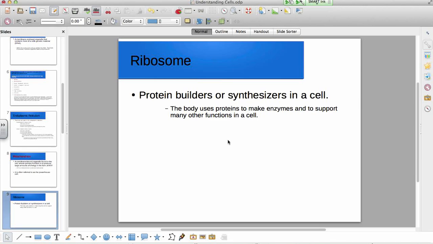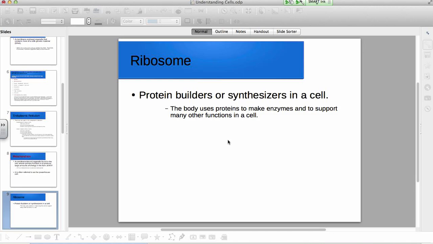Okay, ribosomes. Ribosomes are protein builders or synthesizers in a cell. So the body uses ribosomes to make enzymes and to support many other functions of a cell. In the long and short of it, that's mainly what you need to understand: that the ribosomes are going to use proteins to make enzymes. And we'll talk more about enzymes as the year goes on.